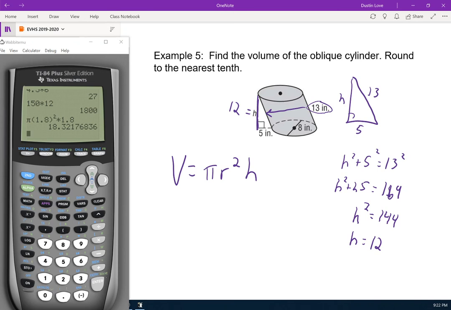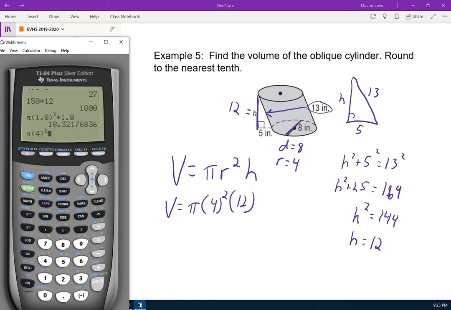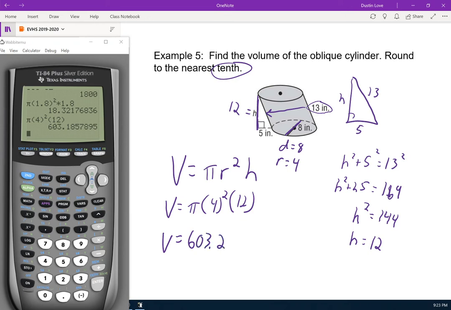Now we're ready to start plugging in. Oh, I also noticed that this 8 is the full diameter. So if the diameter equals 8, then the radius equals 4. All right, now I'm ready to plug in. Volume equals pi times 4 squared times 12. And once again, the nearest tenth. So that's 603.2 inches cubed.